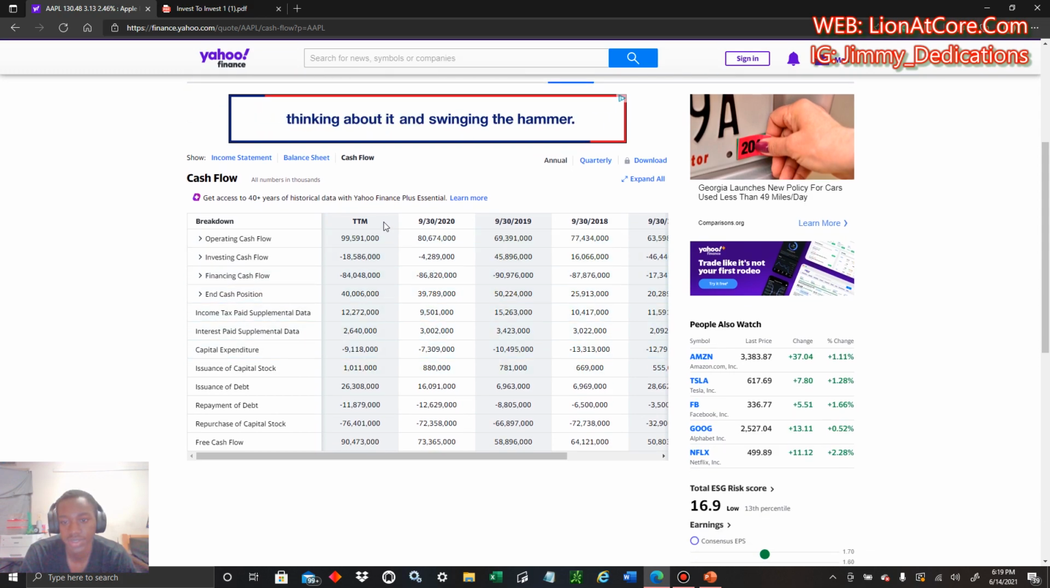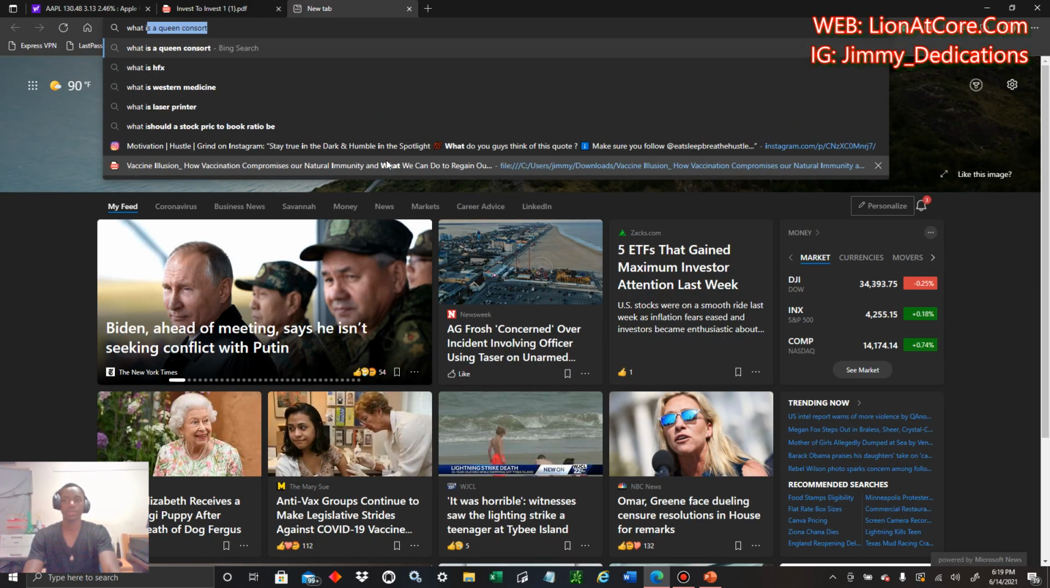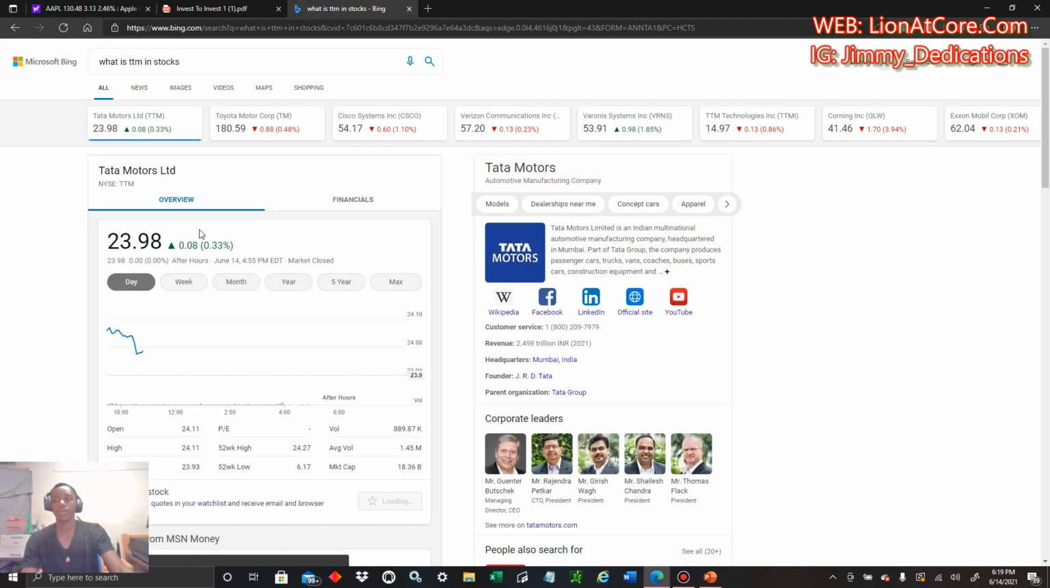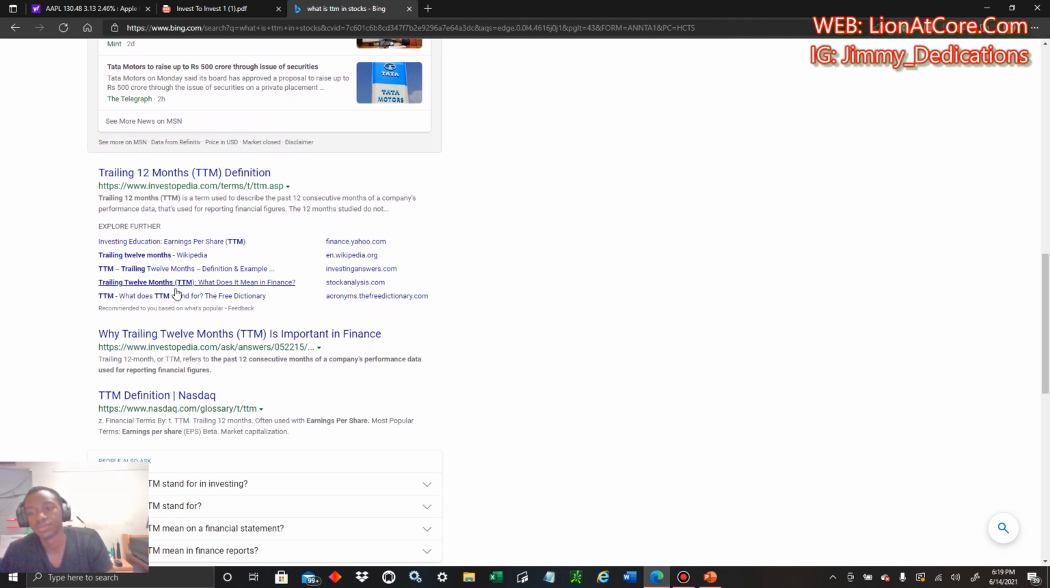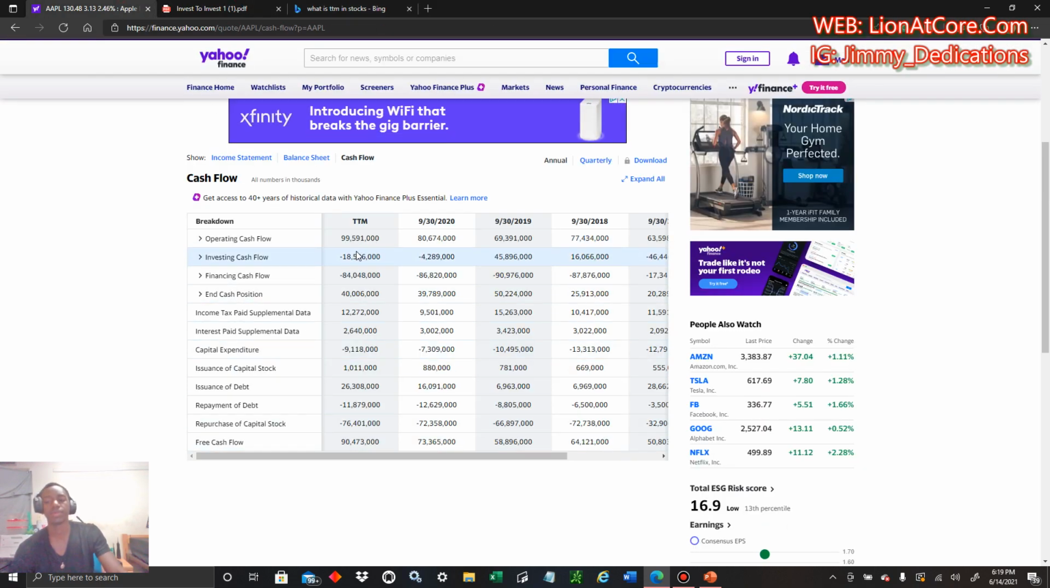Right here, this TTM, I remember what it is. Oh yeah, trailing 12 months. That's what it means: trailing 12 months, so over the past 12 months. So this is like currently.